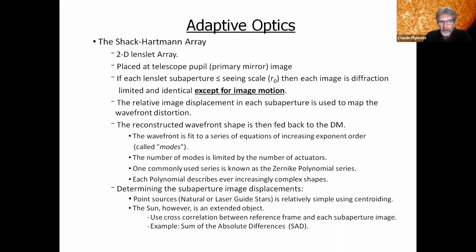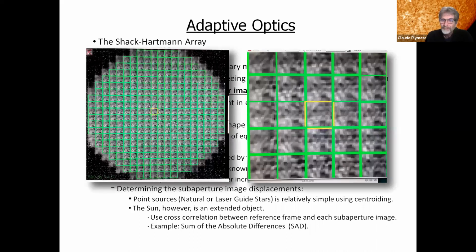For point sources like natural or laser guide stars, simple centroiding, which is fairly easy to understand, can be used. However, for the sun or other extended objects, it's a much more complicated and less intuitive problem to try to figure out where the center of that is or how they match up. For that, some kind of cross-correlation technique must be used.